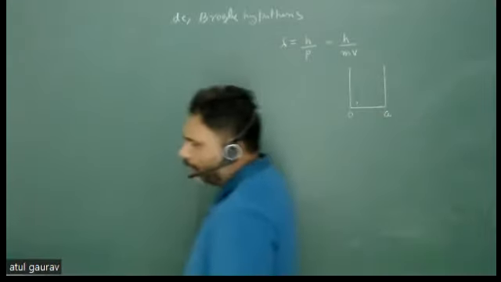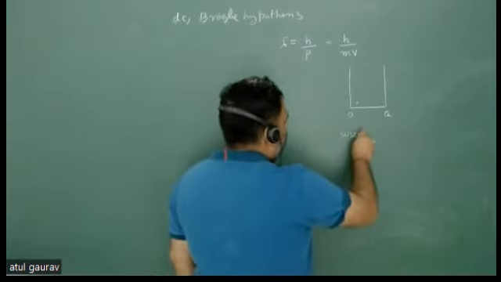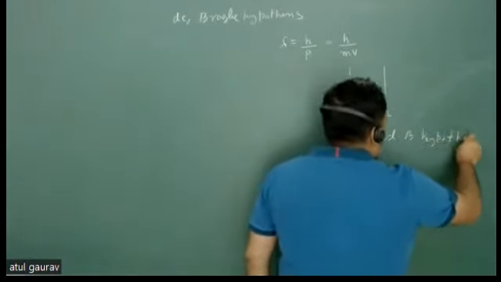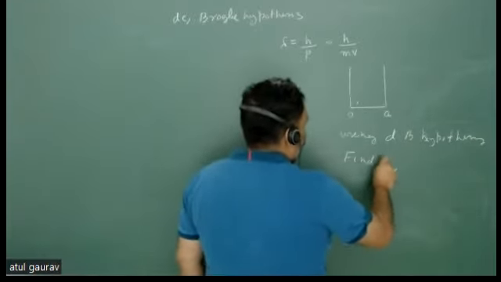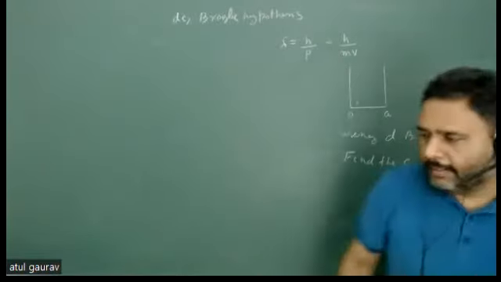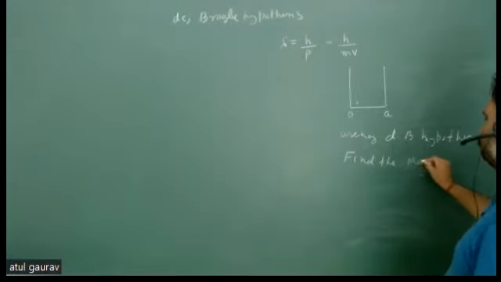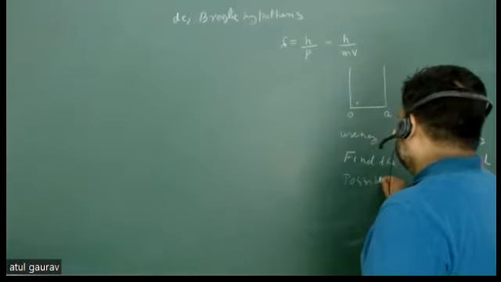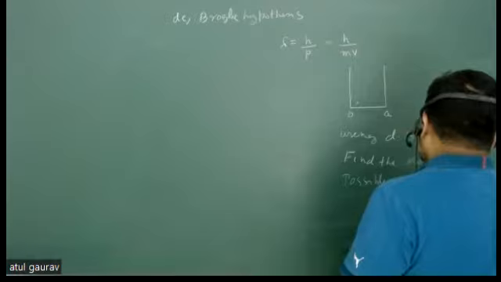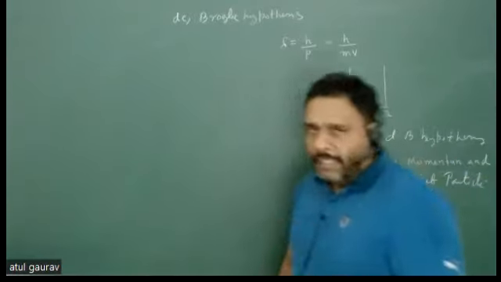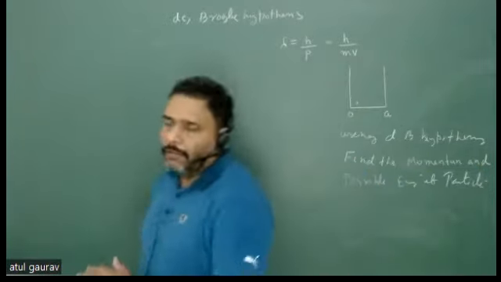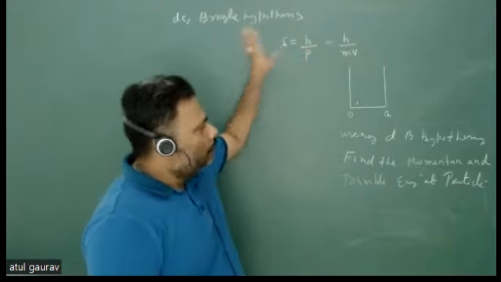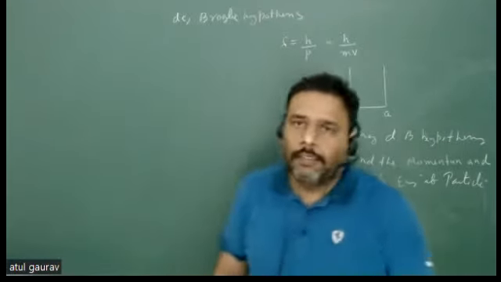So using the de Broglie hypothesis, what is the problem? The problem is that using the de Broglie hypothesis, find the momentum and possible energy of the particle. Obviously, classically your particle is just a point particle and it is moving. Obviously, this is not a stationary particle. If the particle were stationary, the de Broglie hypothesis would have nothing to do with it. It has some momentum, so obviously some de Broglie wavelength is associated.